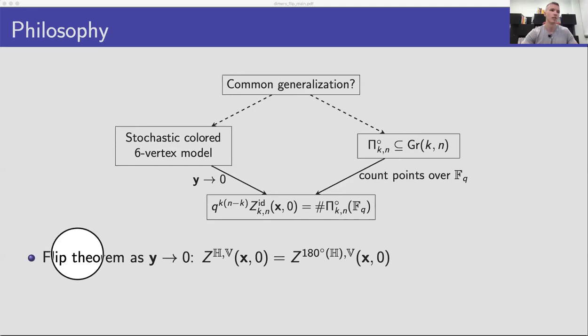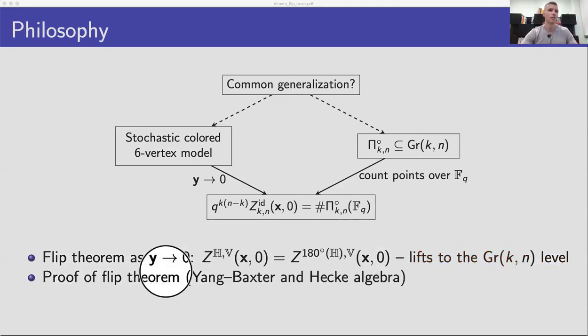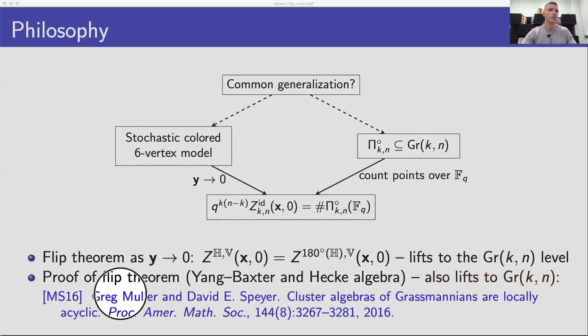For example, if you take the flip theorem, the main result of the talk, and you send y to 0, you get that two subvarieties of the Grassmannian have the same number of points. And it actually turns out that it lifts to the Grassmannian level because these two subvarieties are actually isomorphic over any field. Not only the flip theorem, but also the proof of the flip theorem lifts, which was using the Yang-Baxter equation and the Hecke algebra, but the proof is some kind of recurrence based on these two ingredients. And that recurrence turns out to also have been studied for the Grassmannian. That's the recurrence from the paper by Muller and Speyer, which they used to show that these cluster algebras are locally acyclic.